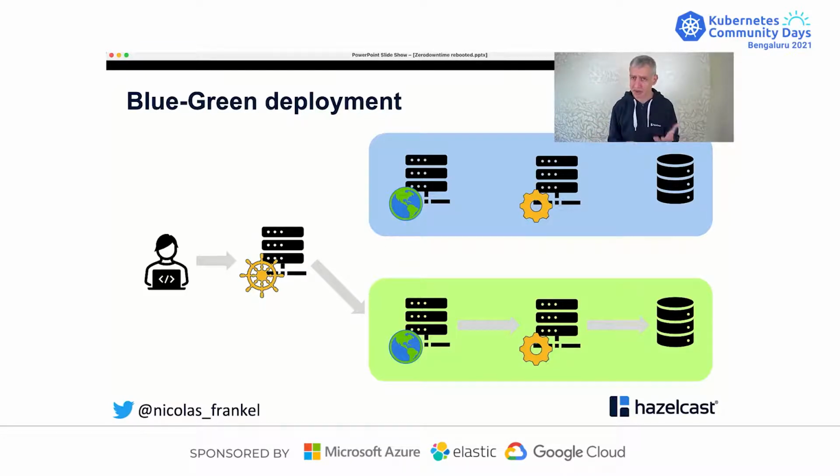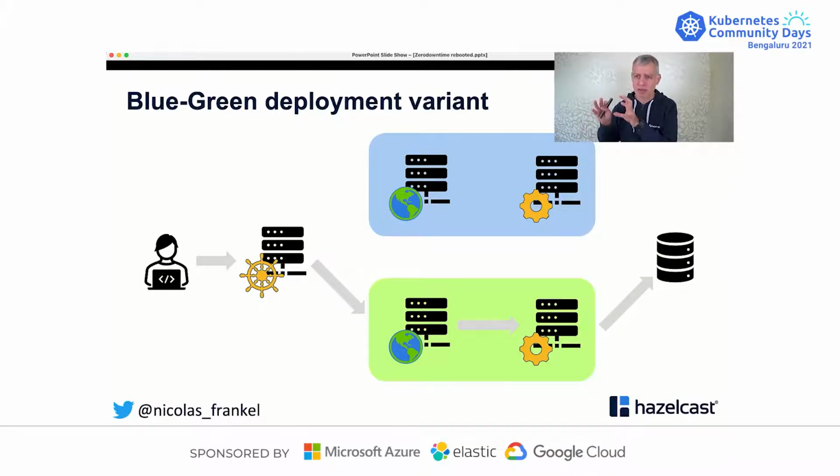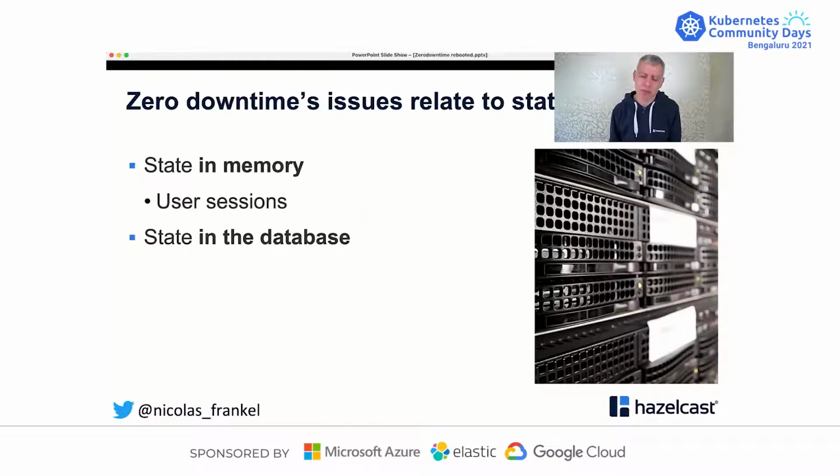So the prerequisite is we must have those two similar environments. There is an alternative to that. Here we have either one single database or one database per environment. And I will come back to it later because it's pretty significant. It has a huge impact. And it's a real problem when we do blue-green, because every issue is related to state.